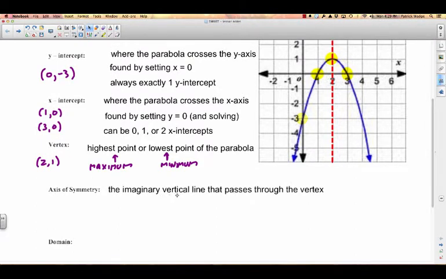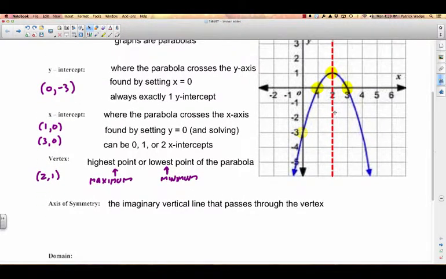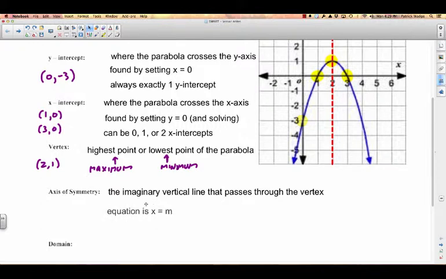So it's the imaginary vertical line that passes through the vertex. Notice it's imaginary. It's not really there, right? I just drew it in now, but it wasn't really there. It's just an imaginary line. And the equation is always going to be x equals m. Huh? What am I talking about?